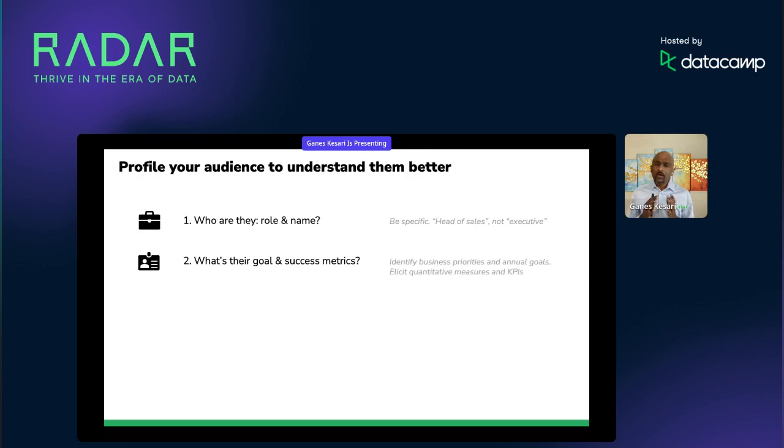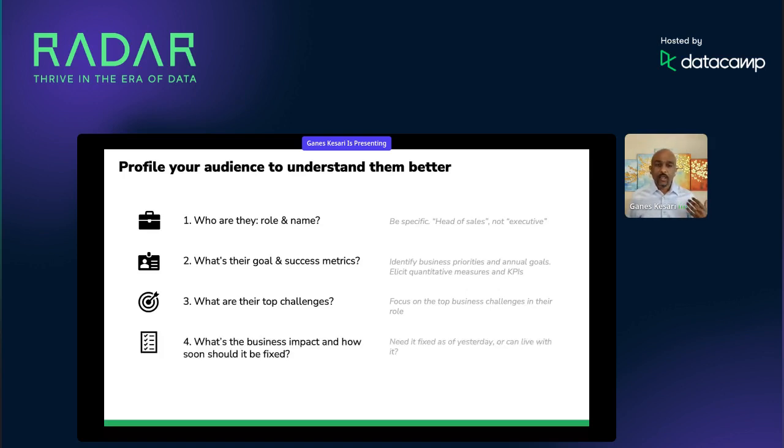Number 2, what is their goal, their primary objective, and how will success be measured? Their business priorities, the goals, and KPIs. What are the top challenges, things that prevent them from reaching the goal? What is the business impact of the pain points? How soon should it be fixed? This is preferably quantified in terms of the dollar value impact.